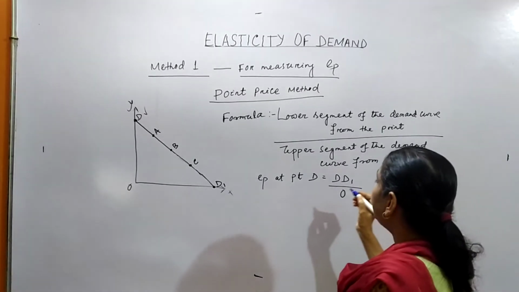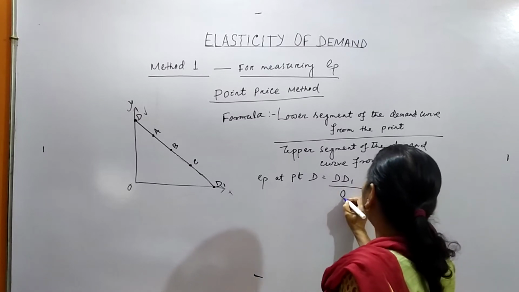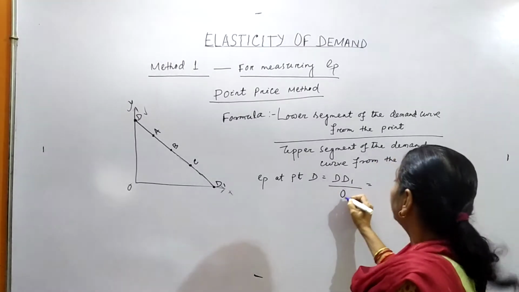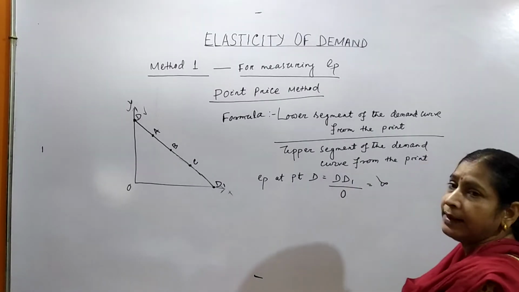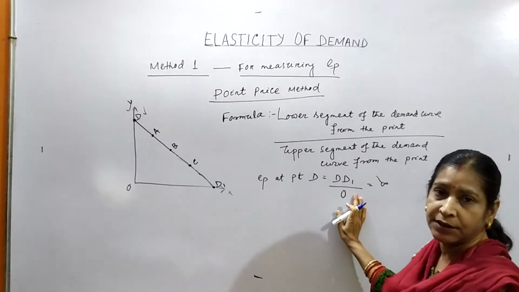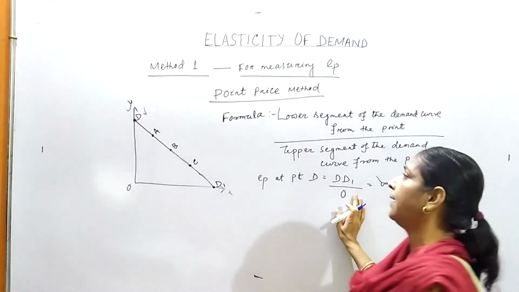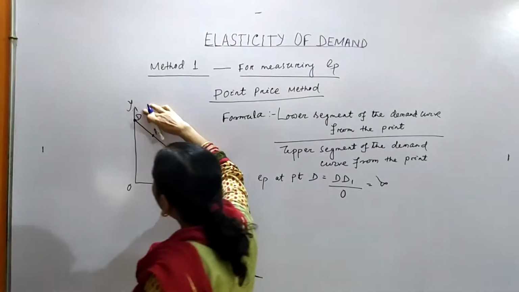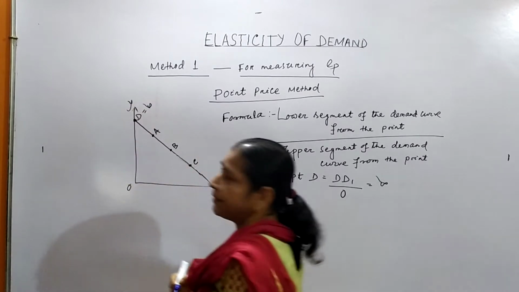So now the EP at point D will be D1 by 0. You know, friends, something divided by 0 is infinite or undefined. When 0 comes in the denominator of a fraction, its value is undefined and infinite. So the value of EP at point D equals infinite.